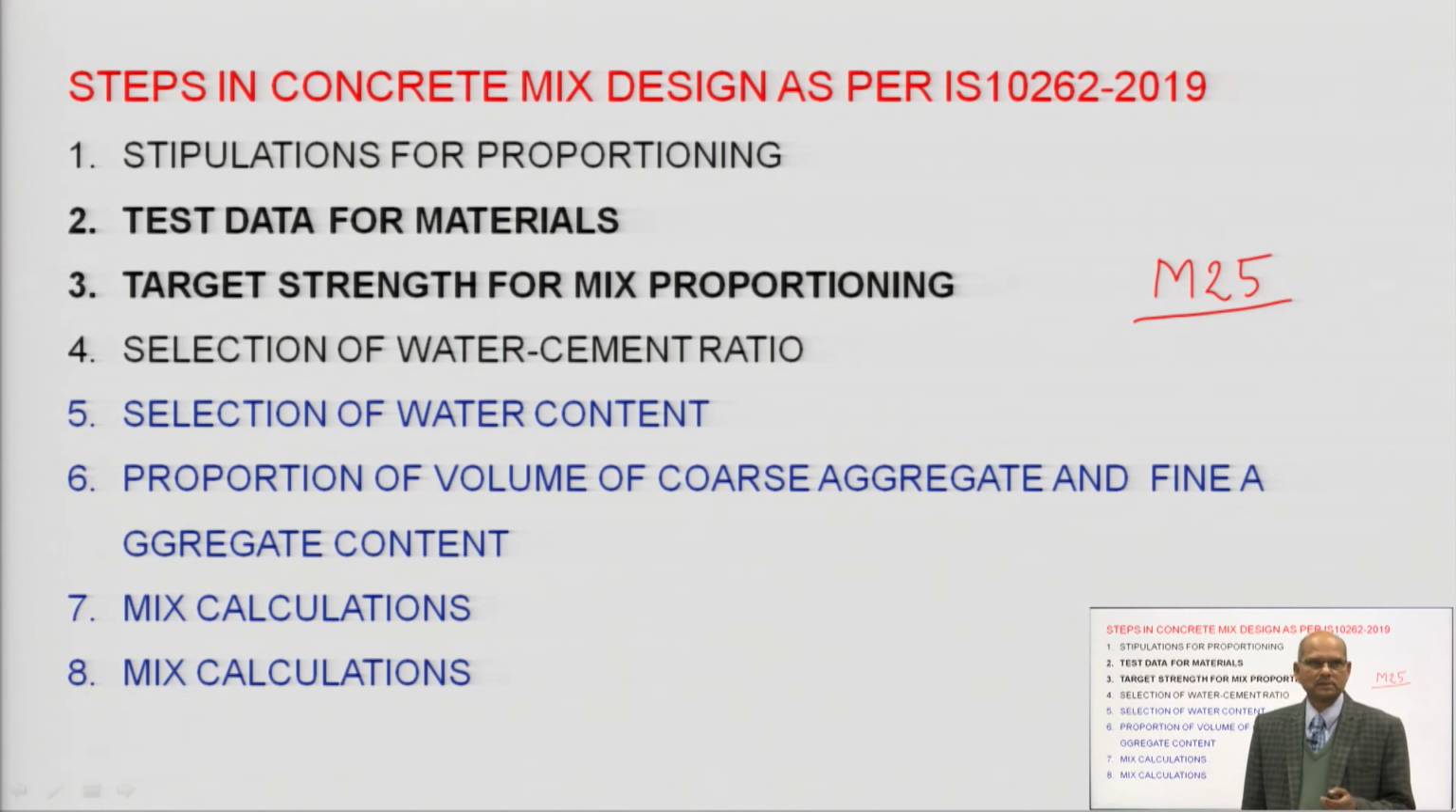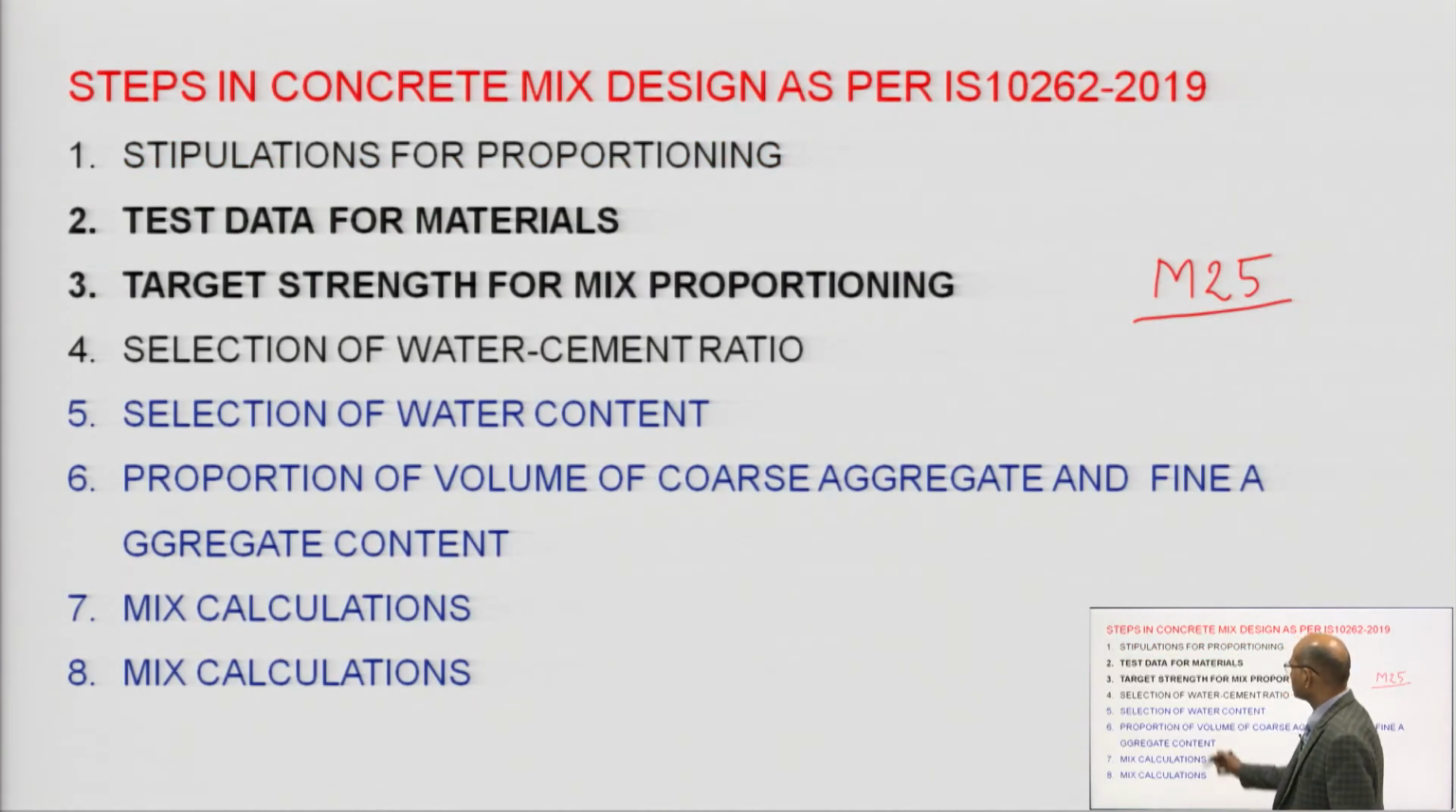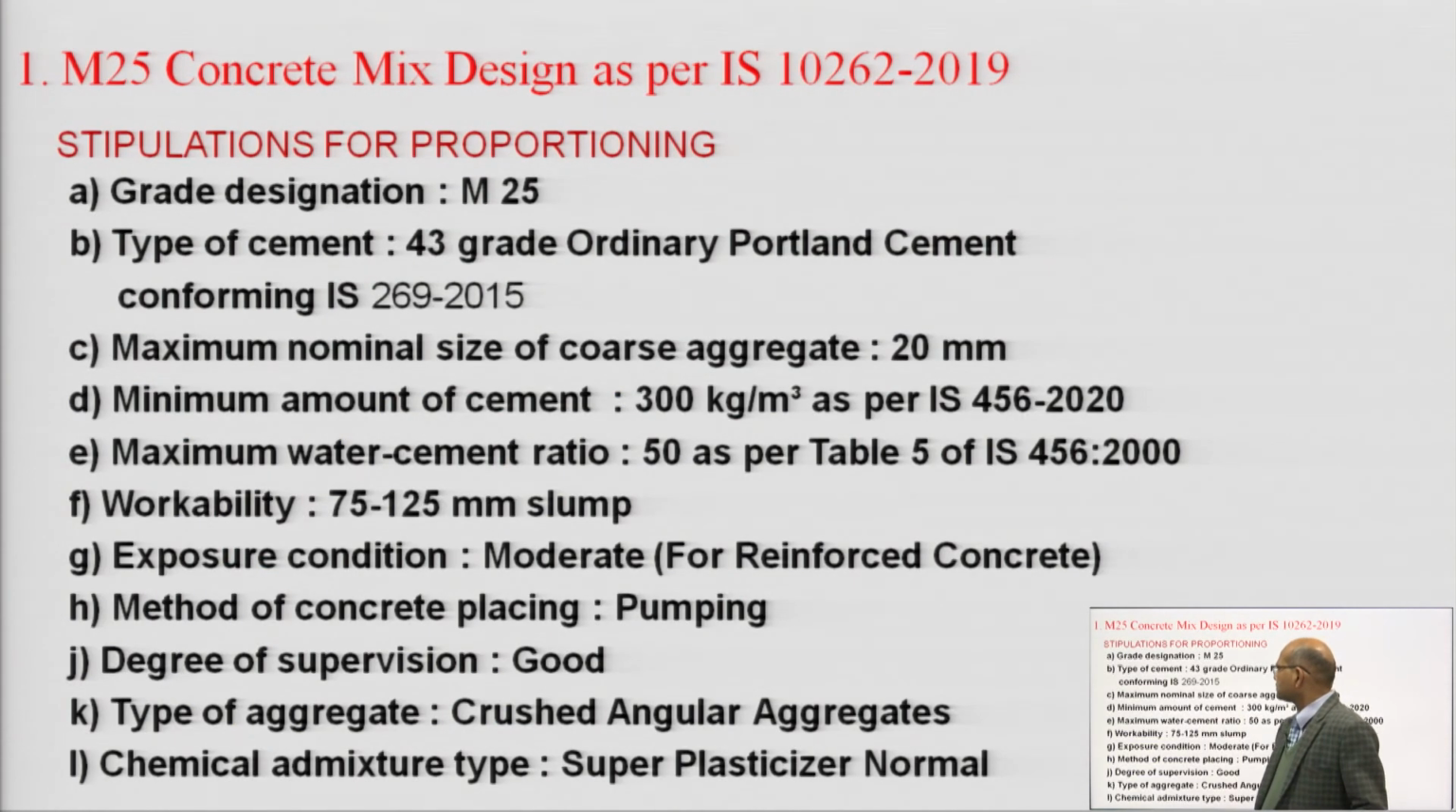So, let us move further here. In this particular lecture I will discuss steps 1, 2, 3, 4, and in the next lecture I will discuss 5, 6, 7. Okay. So, what are the stipulations given? We need a grade designation M25. Type of cement: 43 grade ordinary Portland cement conforming to IS 269 2015.